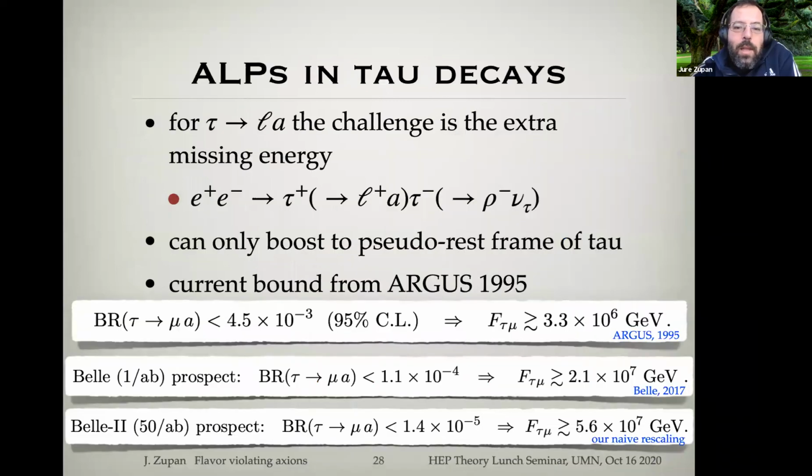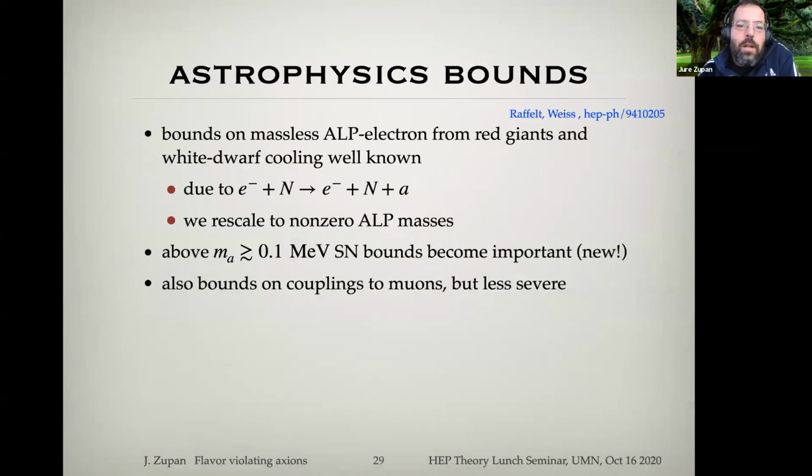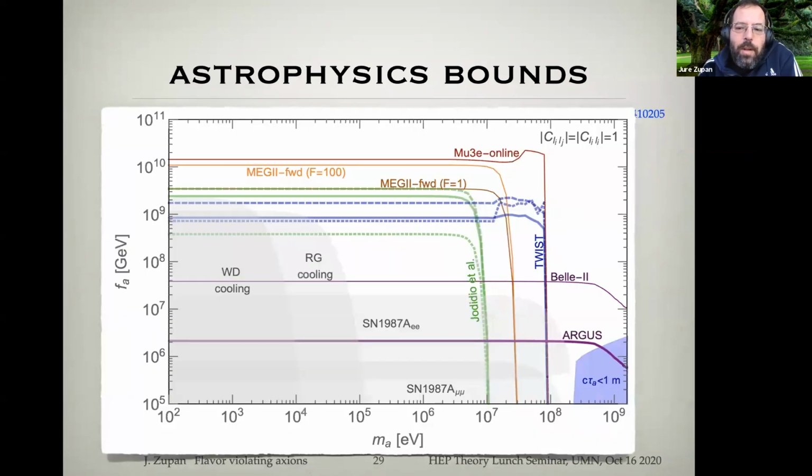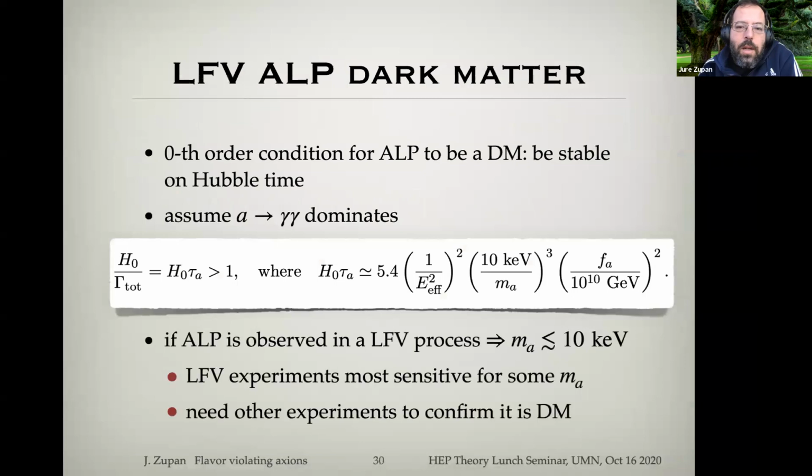There's also ALPs in taus, where Belle II can do a search. I don't really have much to say here. All right. So I talked a bit about the astrophysics bounds. I will skip the details. Maybe I have too many slides. Clearly I have too many slides. So I don't know what's best to do. Maybe I'll go very quickly over the models.